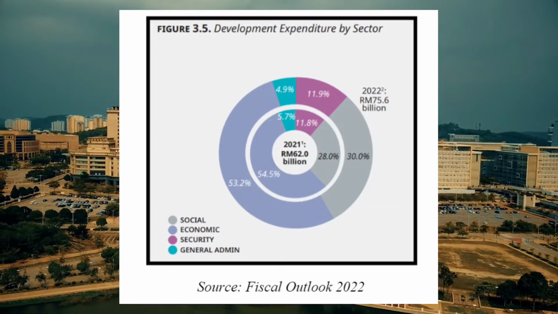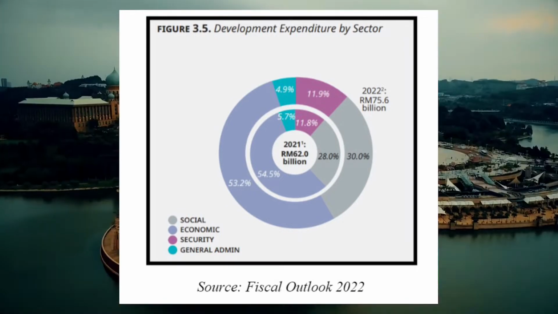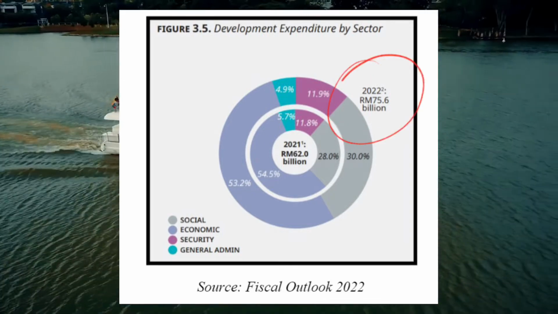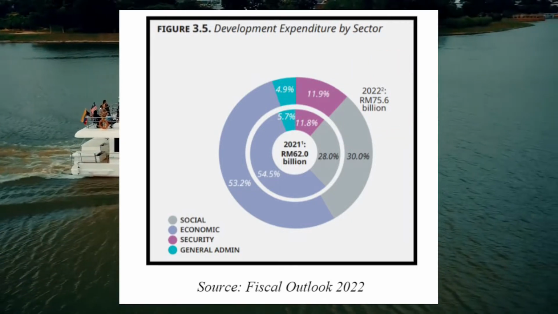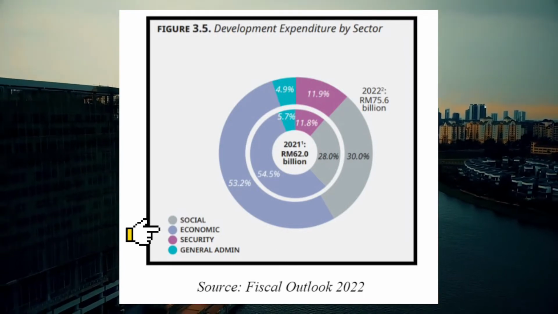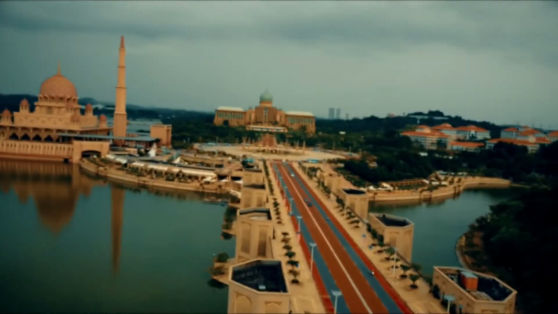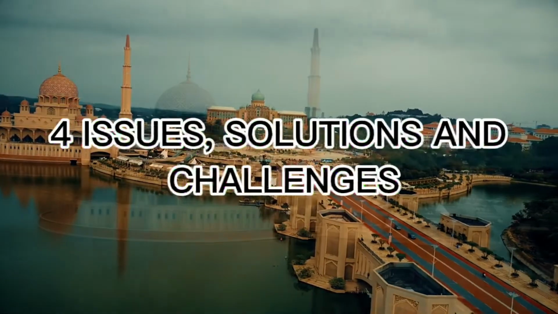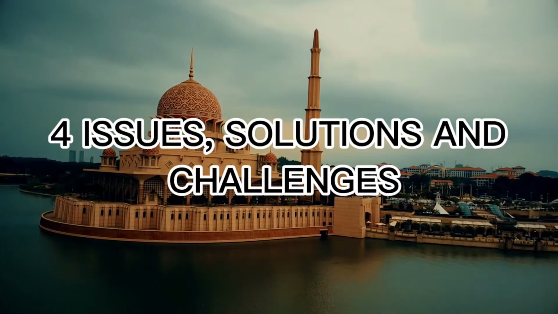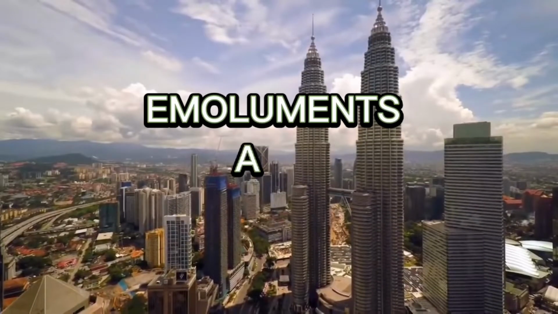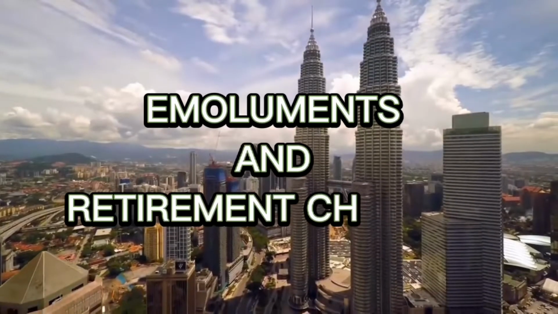Based on the figure shown, we can see that total development expenditure in 2022 is 75.6 billion ringgit, which is higher than 2021. It can also be observed that the economic sector is the largest portion and the most significant sector of development expenditure. From the extracted data, this video aims to show you 4 issues together with the solution and the challenges. The first issue is emoluments and retirement charges.